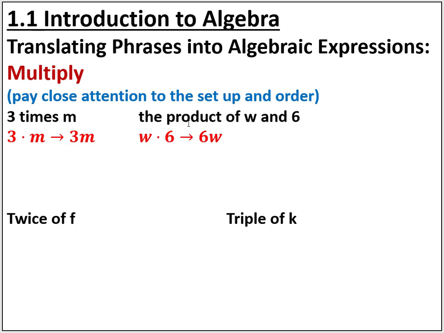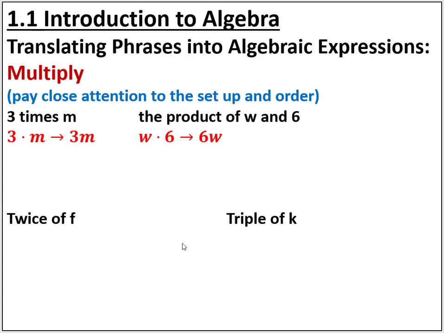So in the first example and in the second example, we have 3m and 6w. Regardless of whichever starts first, the 3 or the w, and whatever comes second, the m or the 6, we're going to rewrite it as what we have for the first two examples.